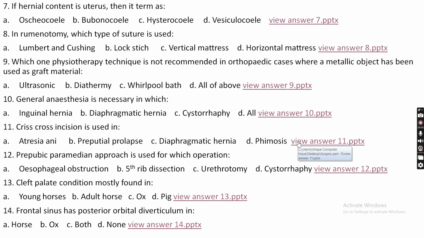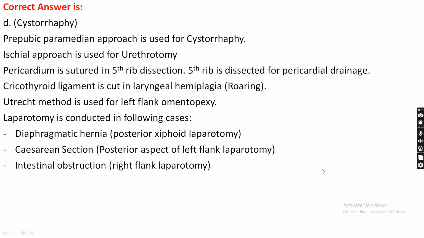Question number 12. Prepubic paramedian approach is used for which operation? Option A, esophageal obstruction. Option B, fifth rib dissection. Option C, urethrotomy. Option D, cystorrhaphy. The right answer is option D, that is cystorrhaphy. A prepubic paramedian approach is used in case of cystorrhaphy, while ischial approach is used in case of urethrotomy. We all know that for pericardial drainage, we have to dissect the fifth rib. Similarly, in case of laryngeal hemiplegia, that is roaring, we have to cut the cricothyroid ligament.